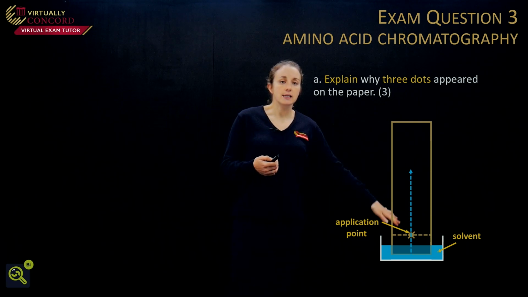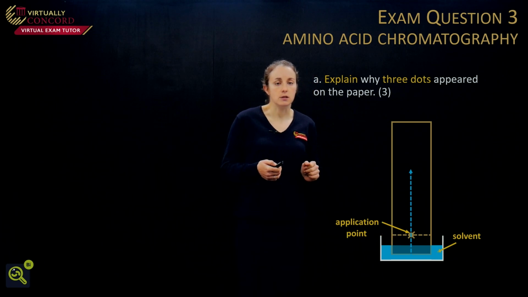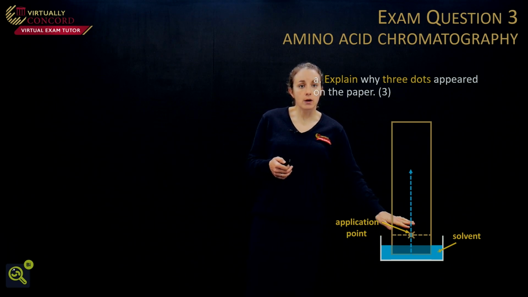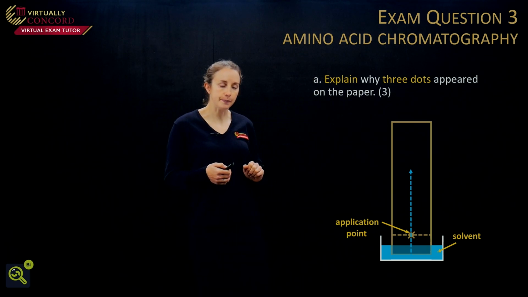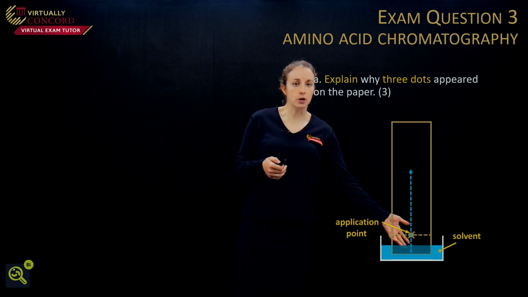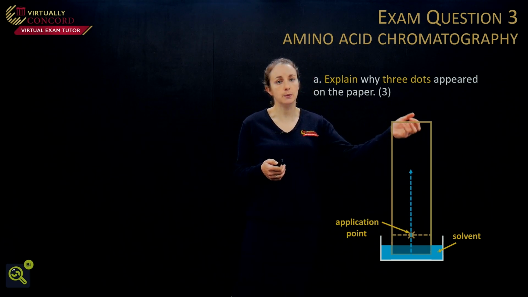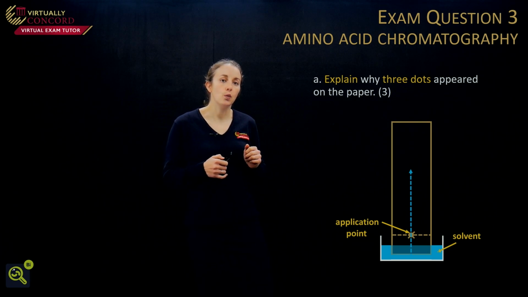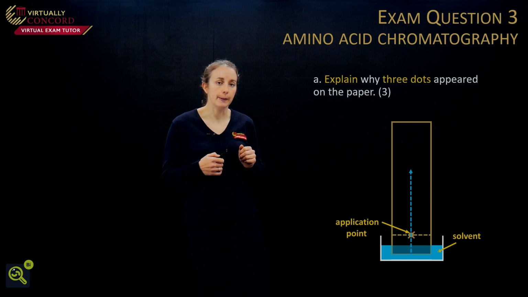And you would then dip the bottom of your paper into the solvent. It's really important that it's just the base and that you don't submerge that application point. And then you would allow the solvent to move up through the application point and to carry any dissolved amino acids with it as it moves up through the paper.